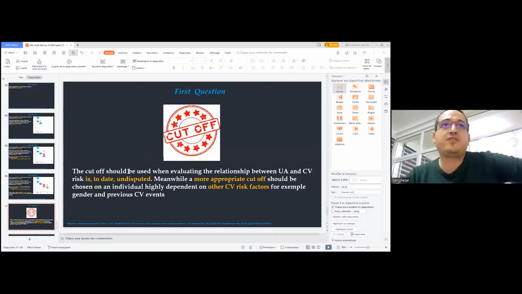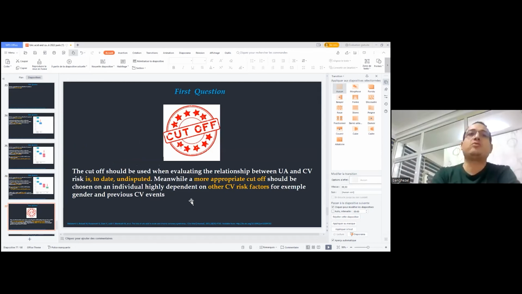A cutoff should be used when the relationship between uric acid and cardiovascular risk is evaluated, as it is to date undisputed. Meanwhile, a more appropriate cutoff should be chosen on an individual basis, highly dependent on other cardiovascular risk factors, for example age and previous cardiovascular events.